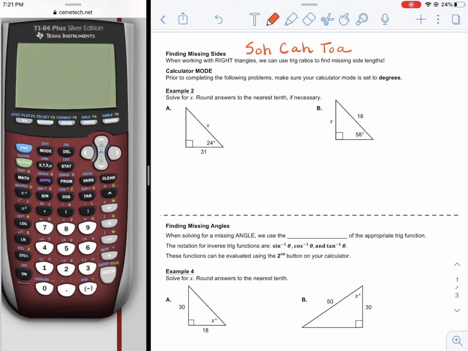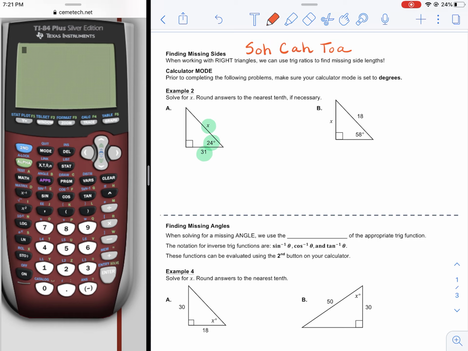Okay, so example 2, it says solve for x, round answers to the nearest tenth if necessary. So when we have a right triangle, we can use trig to find missing sides and missing angles. Notice I cannot use the Pythagorean theorem because I only know one side. But in addition to that one side, I also know one angle. And so I'm going to highlight the angle I know, the side I know, and the side I'm looking for.